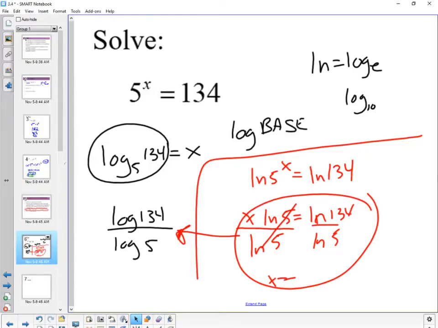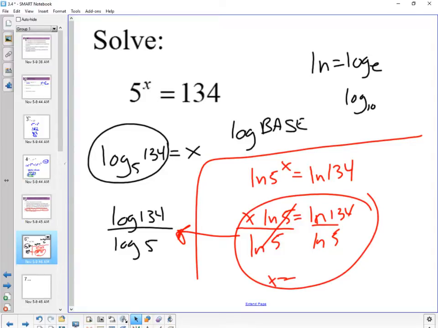Thank you. Real quick, if they're looking for exact answers, this one or the ln version will work. I'm not sure if this one will work, but technically it is. These are exact solutions. If they want an approximation, then just go ahead and enter it in your calculator, and they should all give you approximately 3.04.